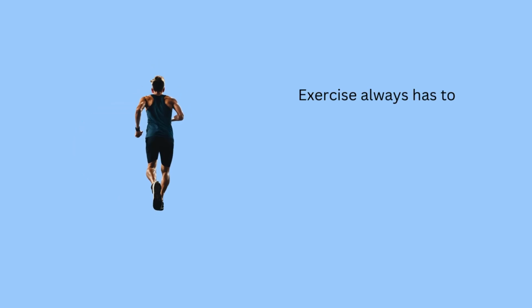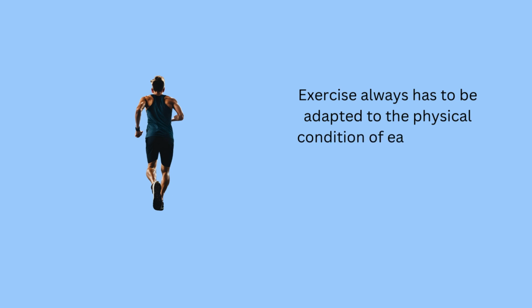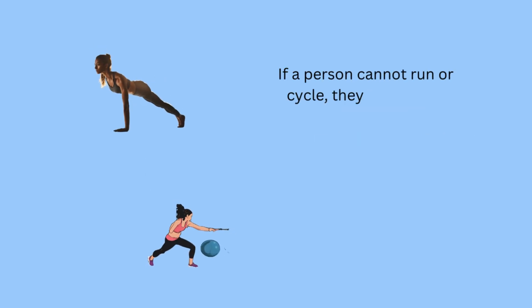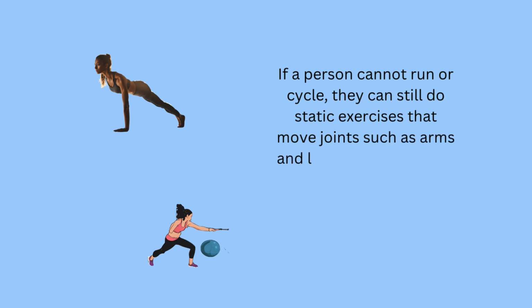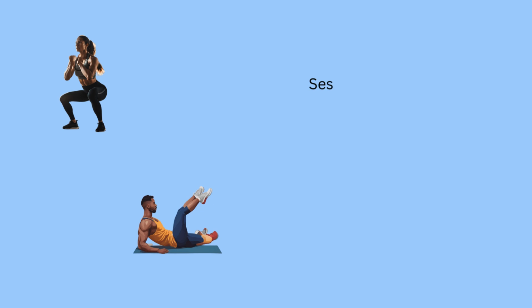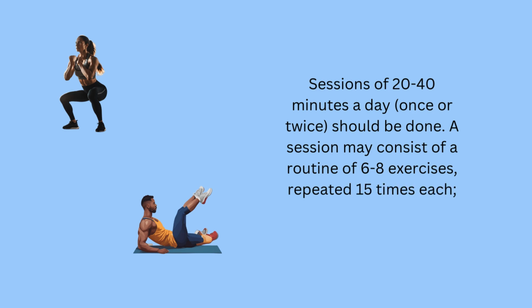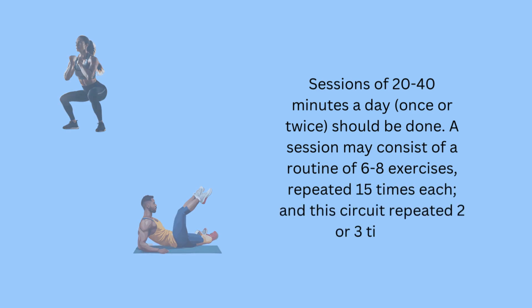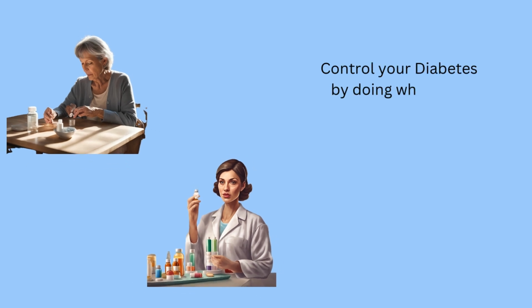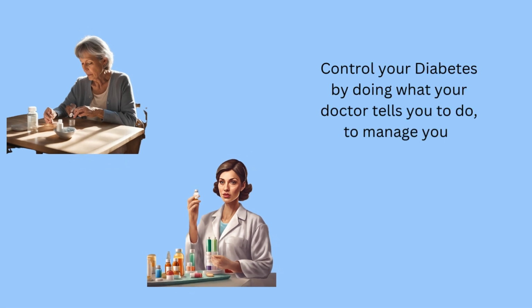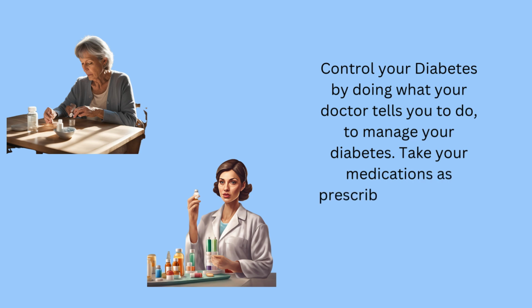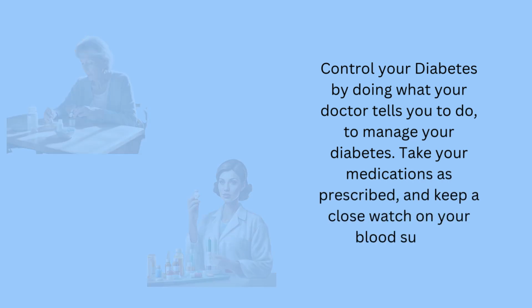Exercise always has to be adapted to the physical condition of each person. If a person cannot run or cycle, they can still do static exercises that move joints such as arms and legs, or exercise with dumbbells. Sessions of 20 to 40 minutes a day, once or twice, should be done. A session may consist of a routine of 6 to 8 exercises, repeated 15 times each, and this circuit repeated 2 or 3 times. Control your diabetes by doing what your doctor tells you to do to manage your diabetes. Take your medications as prescribed and keep a close watch on your blood sugar.